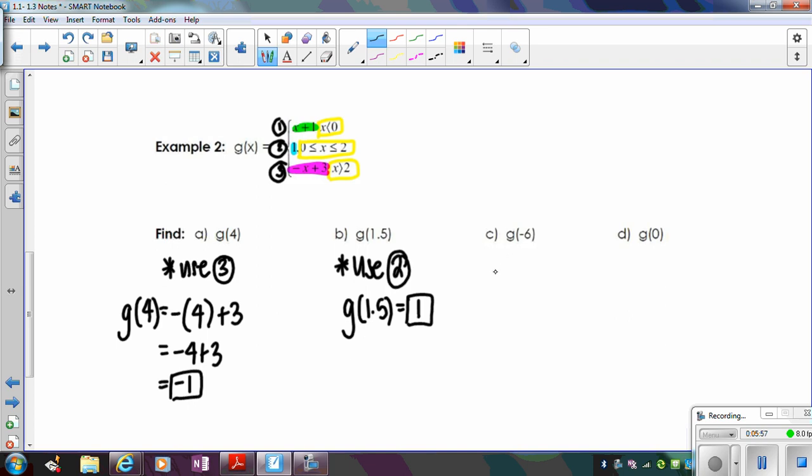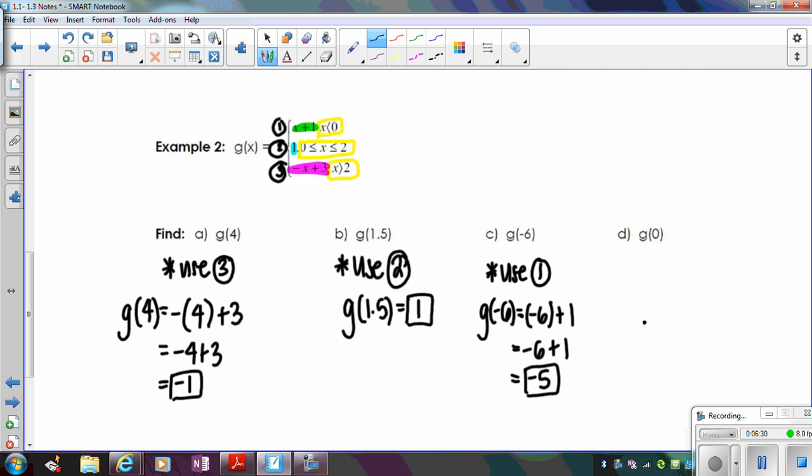The third one here, negative 6, is less than 0, so when x is less than 0, that's true for negative 6. So for this one, we're going to use number 1. So g of negative 6 equals, we write our template. So our template is parentheses plus 1. Insert our input into that parentheses. So negative 6 plus 1 gives me negative 5.